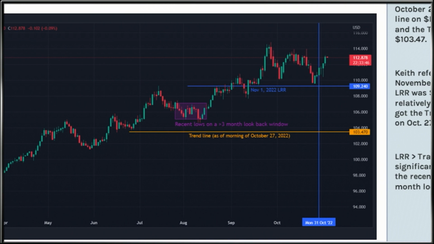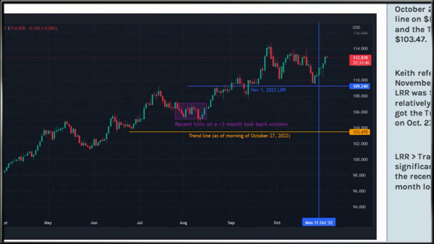But the low end of the risk range at that point was 109.24. And the earlier week, he gave us the trend ranges on October 27th. The trade range on the dollar was 109.01, and the trend was 103.47. I highlighted where the trend line was that he gave us on October 27th, so you have all that information going into that macro show.